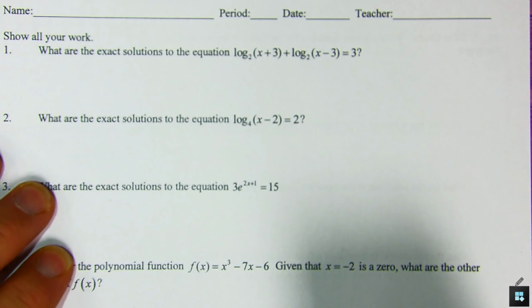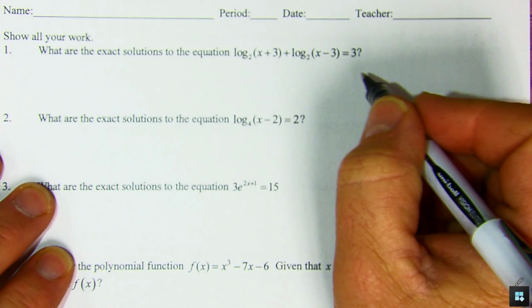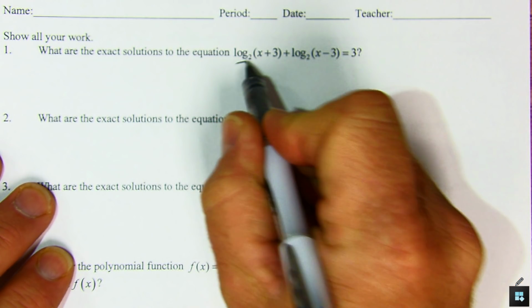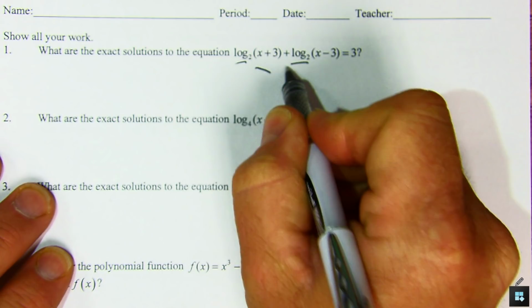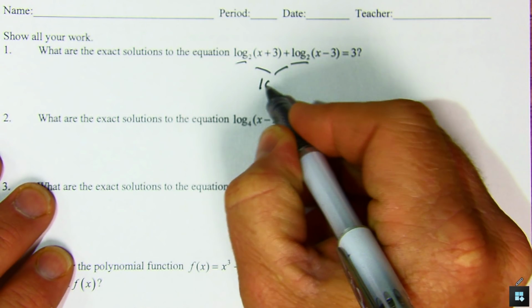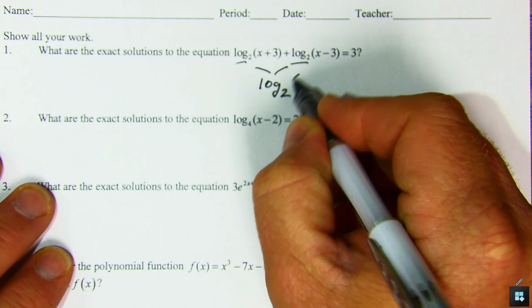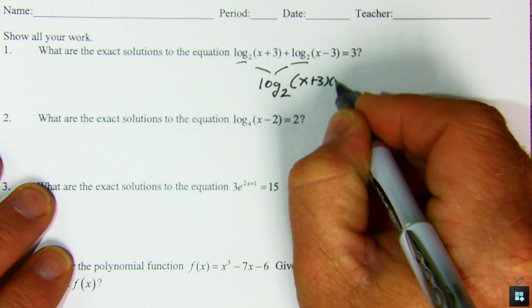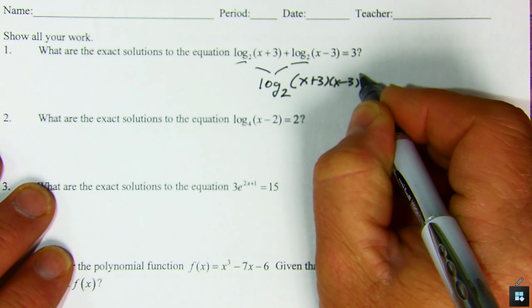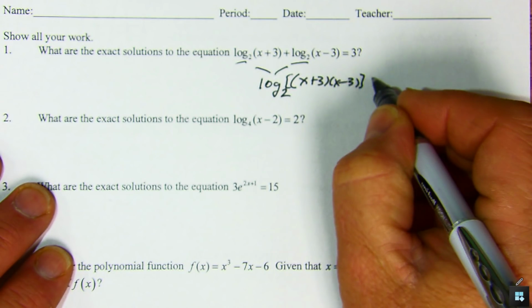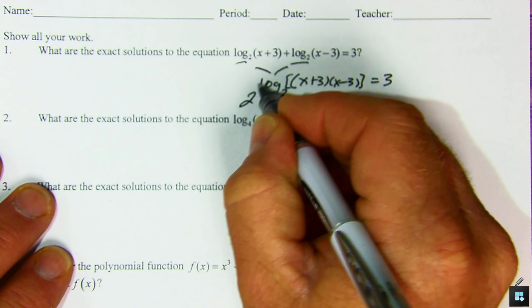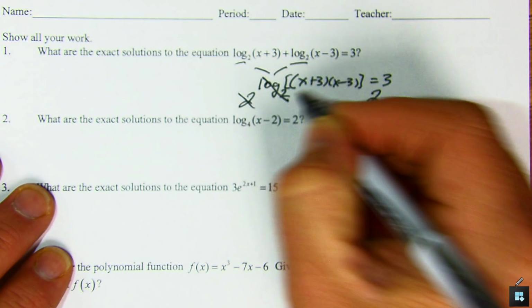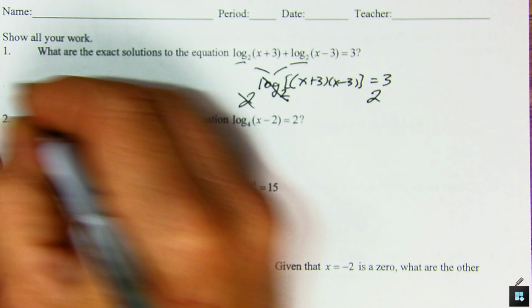Okay, what are the exact solutions to the equation of this? So remember, with 2 logs, we have to combine them to 1. Because their bases are the same, we can do that. Addition in log land is multiplication. So I'm going to take x plus 3 times x minus 3. It's going to equal 3. Then I'm going to take 2 to the power to undo the log.